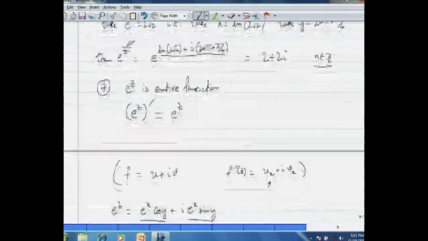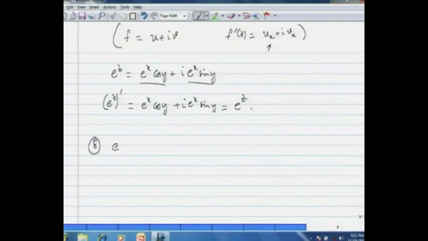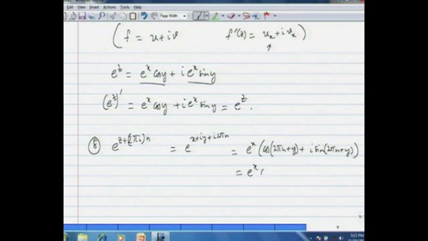And of course, we can quickly observe that this is a periodic function with period 2 pi i. If you have 2 pi i times n, we observe e power x plus i y plus i times 2 pi n. So, this gives you e power x cosine of y plus 2 pi n plus i sine of y plus 2 pi n. Of course, this is equal to e power x times cosine y plus i sine y, which is e power z. So, e power z has a period 2 pi i.